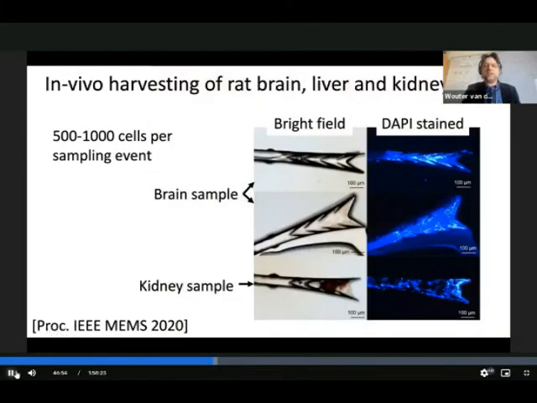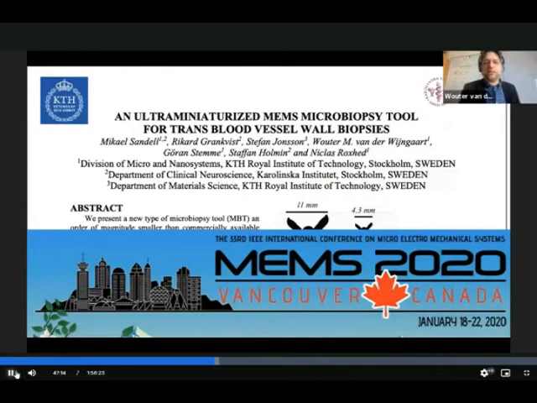Here you can see images of in vivo harvesting of cells inside a rat. These are samples from the brain and from the kidney, and we've also tested this on the liver. This is bright field, and here you see the fluorescent stained, and we can estimate that we have between 500 to 1,000 cells during one single sampling event. This was shown for the first time at the MEMS 2020 conference. I used this image to show that this is work together with the group of Staffan Holmin, who is a specialist at the Karolinska Institute. He developed the extraducer, and we developed the MEMS tools for his extraducer.